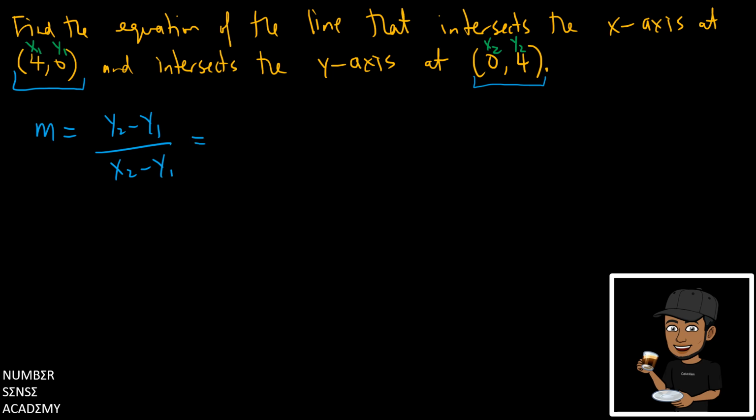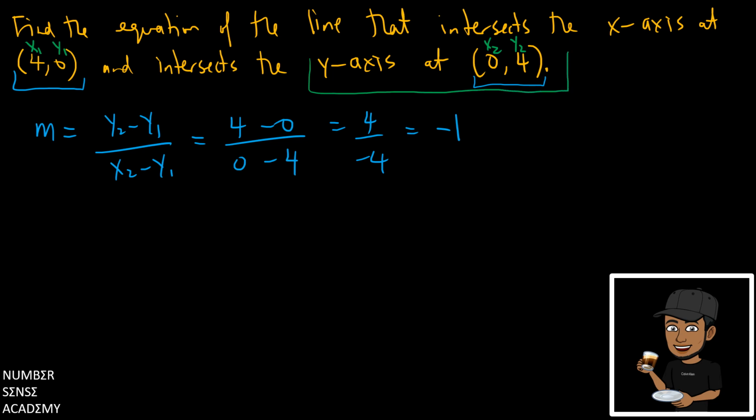So let's solve that. y2 is 4, y1 is 0, x2 is 0, x1 is 4. So I have 4 over negative 4, which is equal to negative 1. It's going to be negative 1. But here's the thing. I could use point slope form, but I don't need to use it because I'm told that this thing crosses the y-axis at 0, 4.